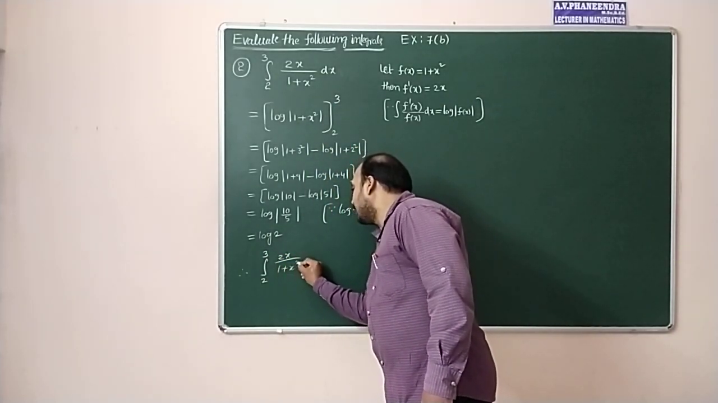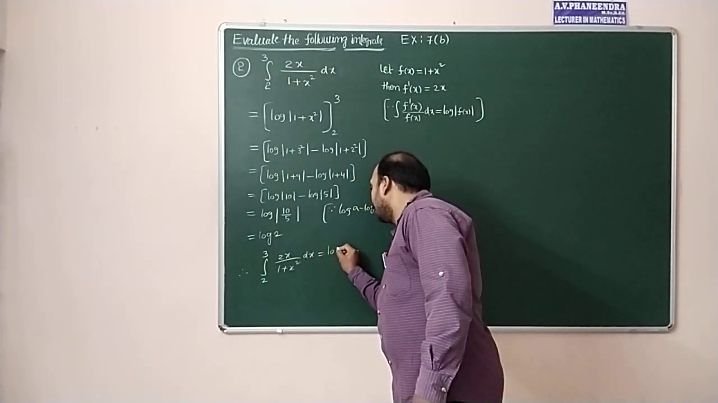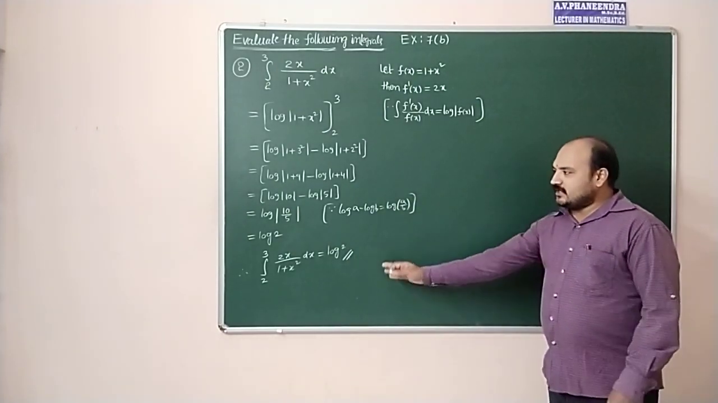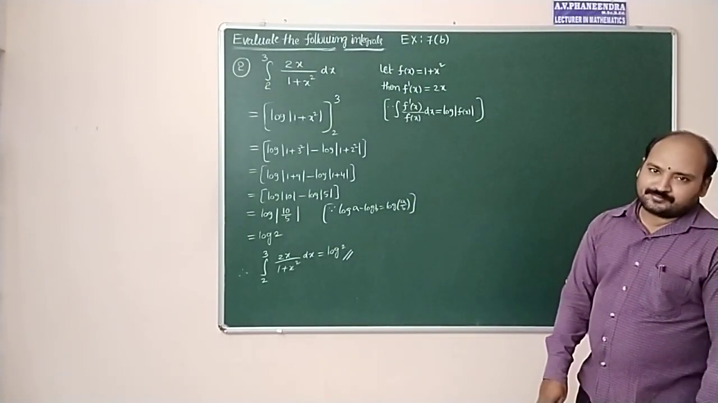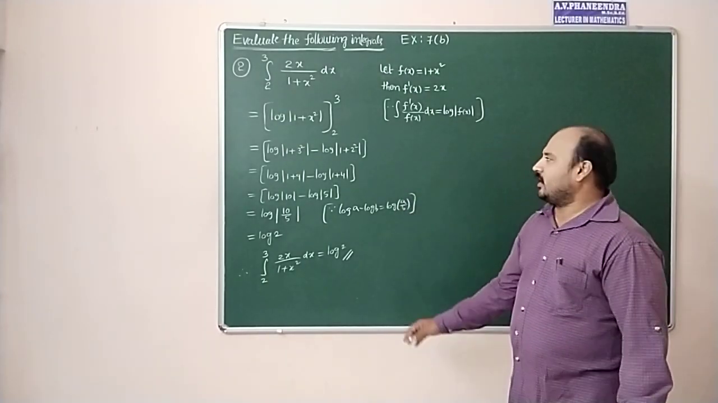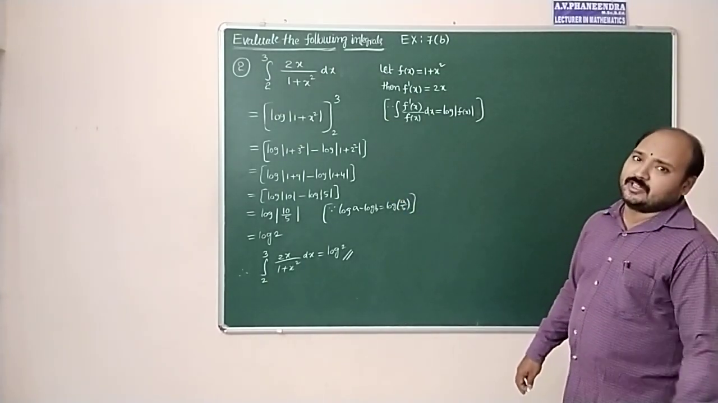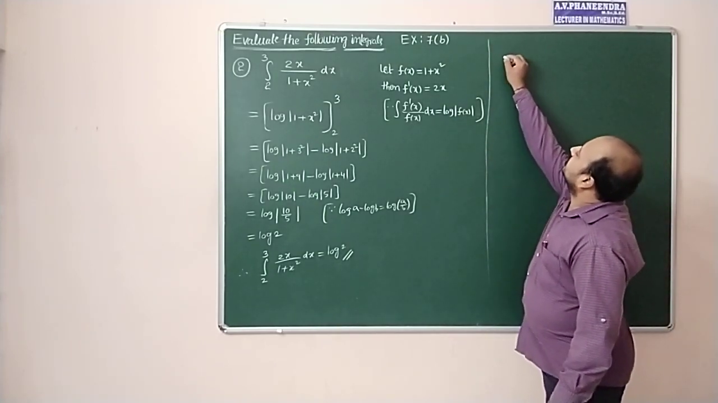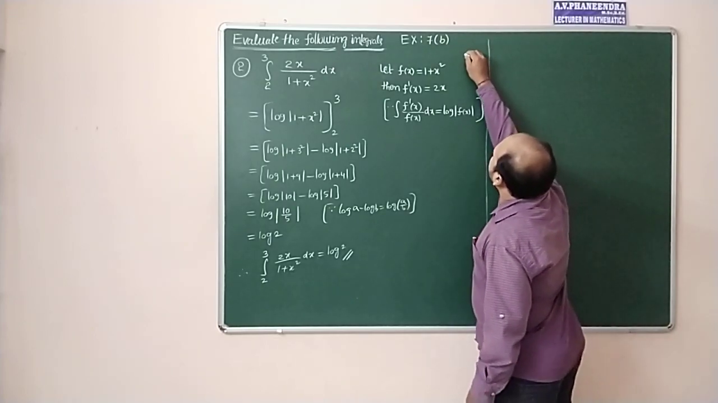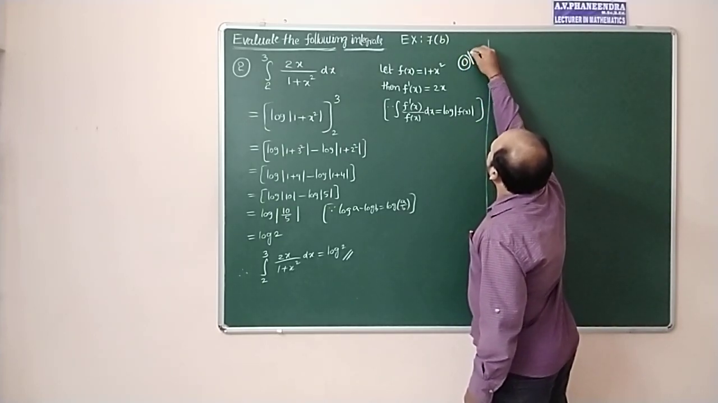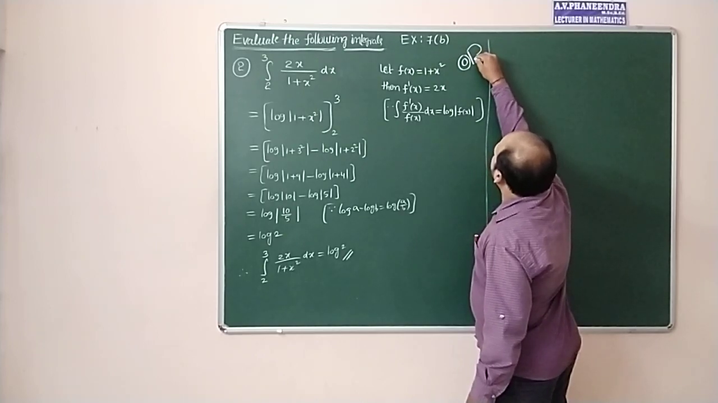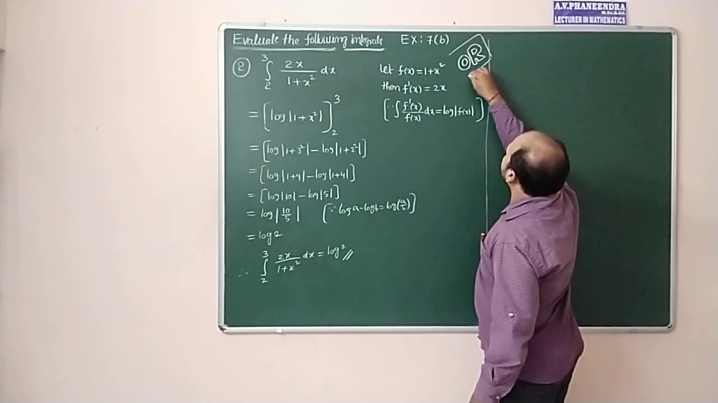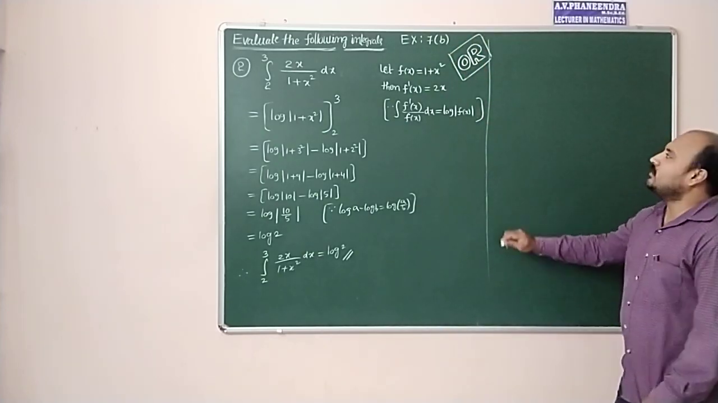The integral of 2x by 1 plus x square dx is equal to log 2. This is by using the direct formula. Now I am doing the substitution method also here. This is an alternate method that I am introducing.